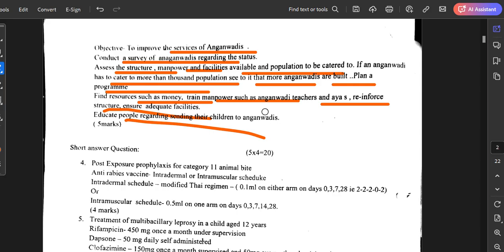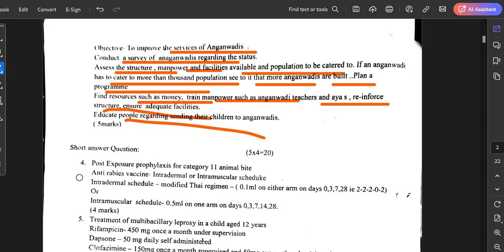So it is a collective effort. You have to find the expenditure and plan funds, you have to train the manpower, the Anganwadi teachers and the ayas have to be trained properly, and we have to create awareness among the community so that people send their children to the Anganwadis to avail the services.